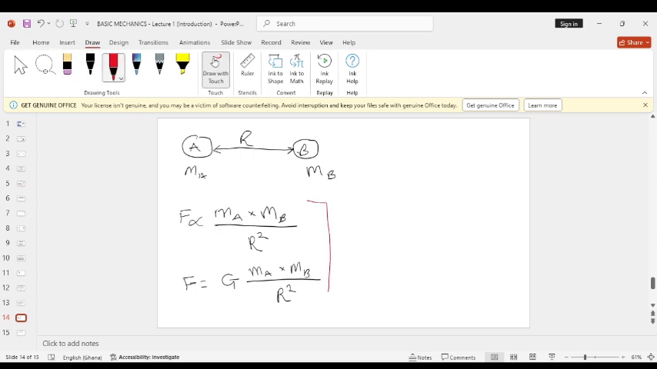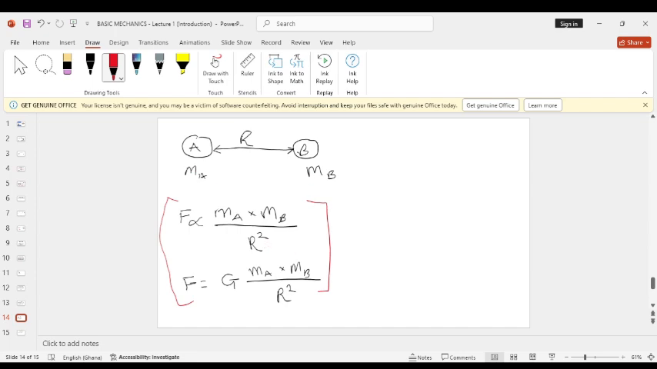The general equation for the law of gravitation. Newton's law of gravitation states that the force of attraction F between two bodies MA and MB is directly proportional to the product of their masses MA and MB and inversely proportional to the square of the distance between MA and MB.